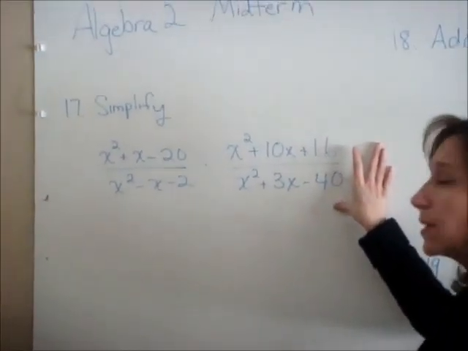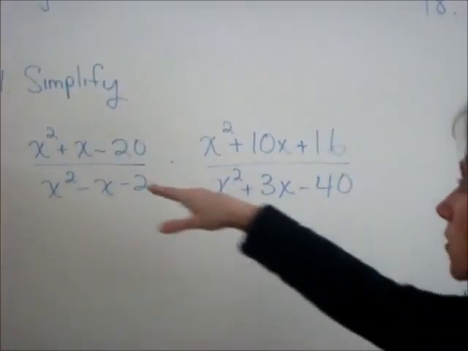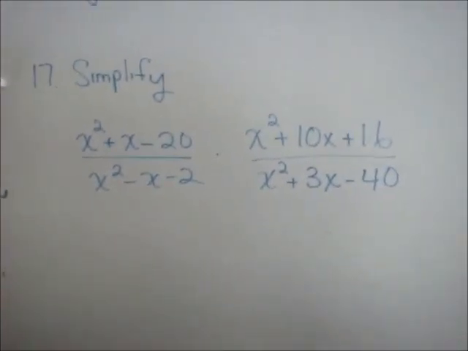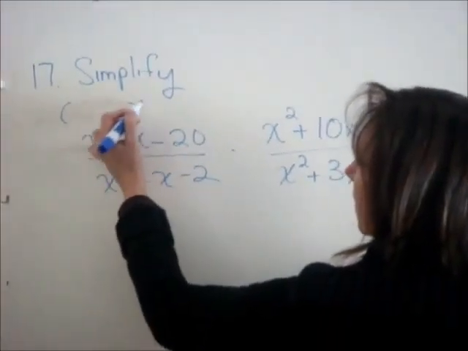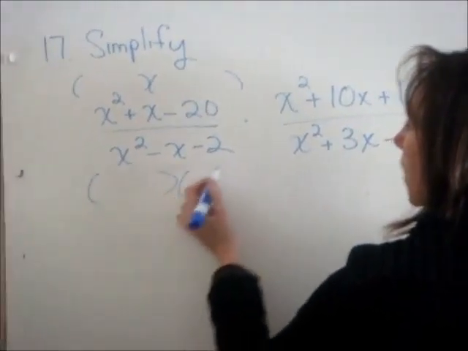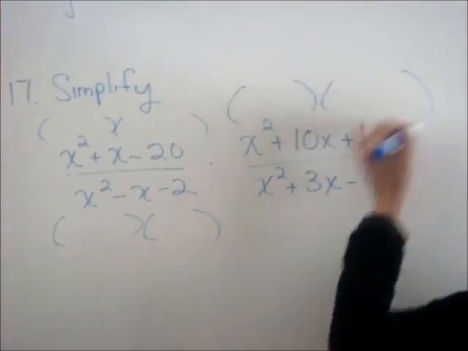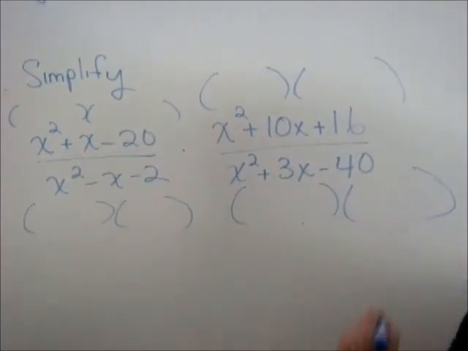Number 17, simplify. All you have to do is factor each of these. This is a good test to see if you can factor or not. So we're going to factor all these like this. Every one of them is a trinomial. Trinomials factor into two binomials.